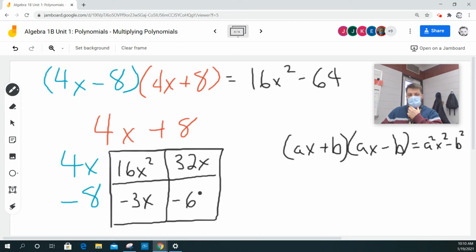I forgot to write down the 2. My brain thinks faster than my hand can write stuff down.